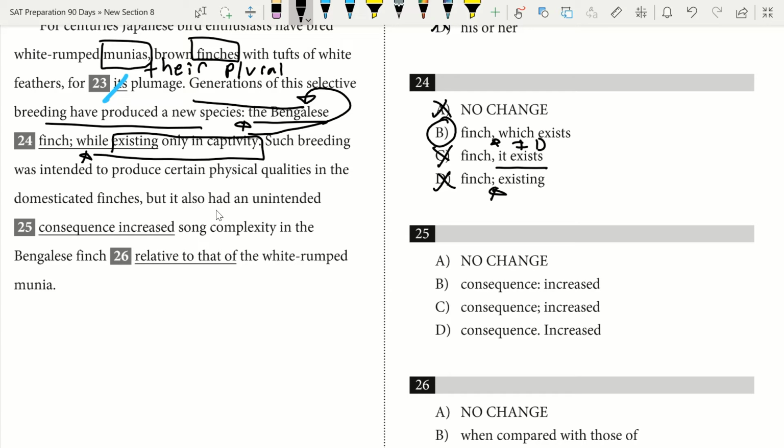So anytime I have that, I'd look to use a comma and then say who if it's a subject before it, or in this case, since it's finch, I would look to say the finch which exists only in captivity. So I'd always be looking to put a who, a which, or a when right there. If it was a time, I'd do a when, right? So anytime I see that, I'm looking to do a comma and then that. All right, so 24, the answer there is going to be B.